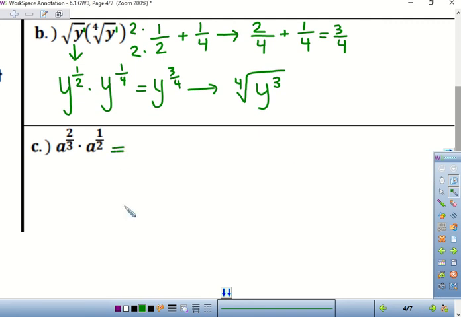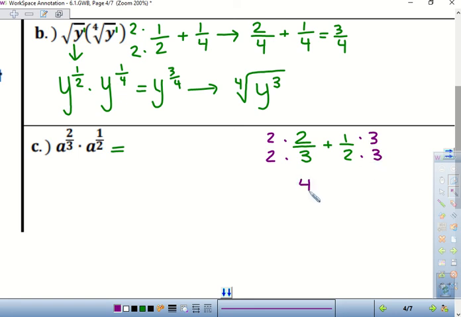This one here, are we going to add or subtract the exponents? Add them. So we want to add 2/3 plus 1/2. So once again, we're going to find a common denominator by multiplying top and bottom of the first one by 2, second one by 3. We get 4/6 plus 3/6, which gives me 7/6. So we get a to the 7/6. And this one we don't have to convert back because the question was asked as a fractional exponent.